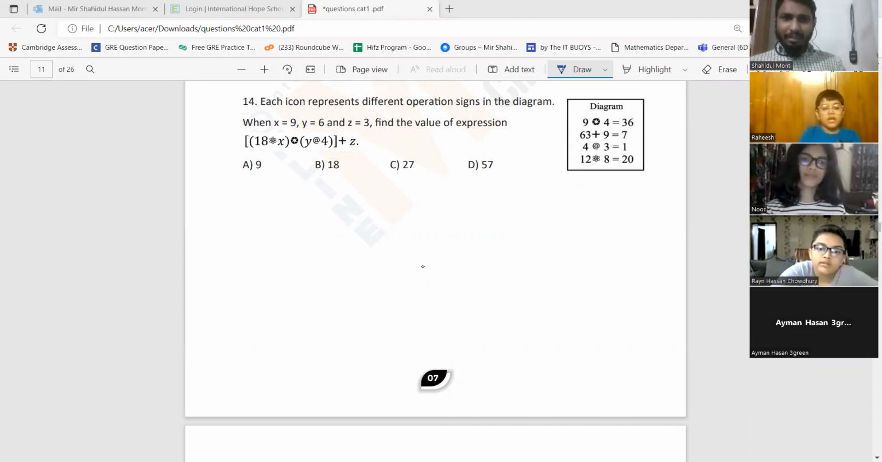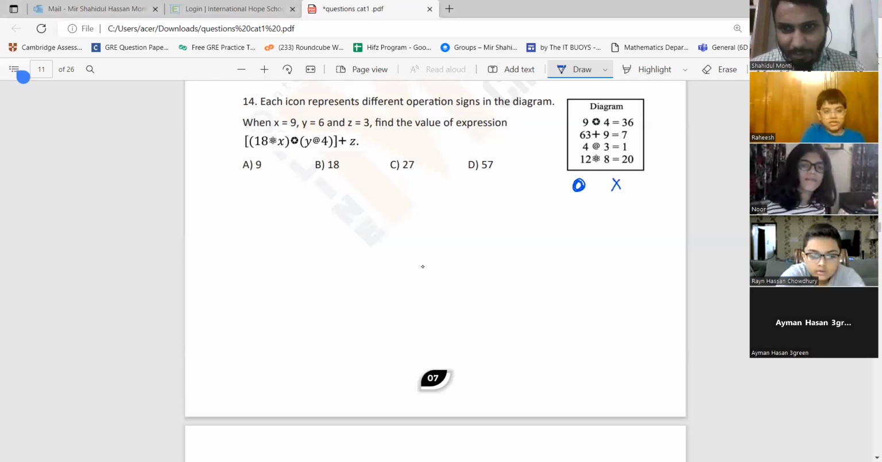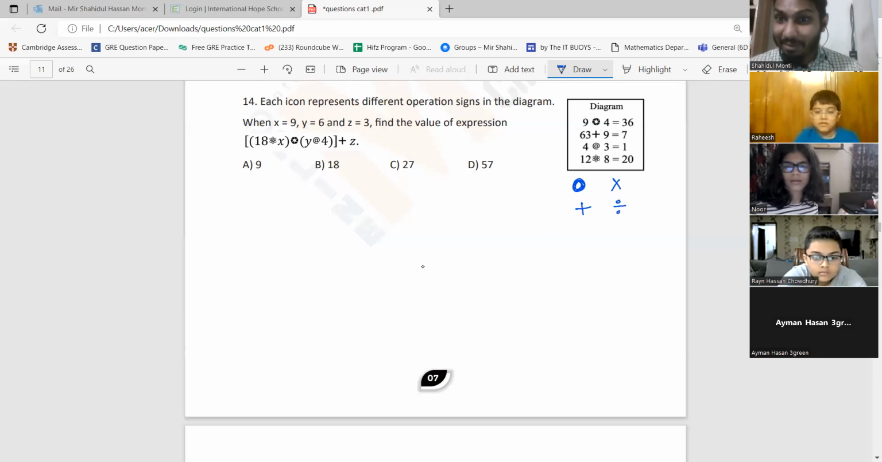So we have some icons that represent operation signs. 9, we have this circle thing, and 4. So what operation is this? We understand that this circle stuff is a multiplication. Then we have a plus. 63 plus 9 is equal to 7. Now this is interesting, sir. Plus does not mean plus, because 63 plus 9 is not equal to 7. So interestingly, plus means division. Please understand, when you have a plus, it means division.